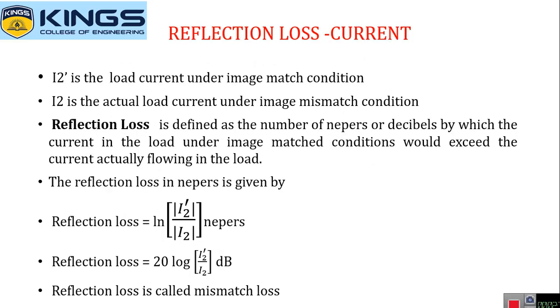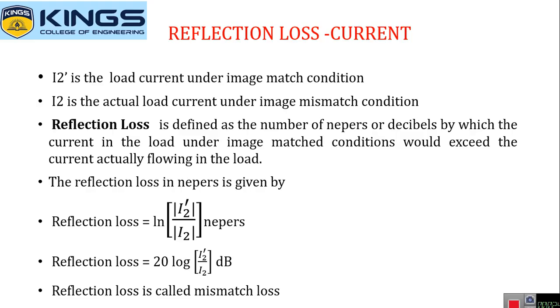So here the current I2 dash is the load current under image matched condition. If you imagine the matching condition, that is, the line is terminated with the characteristic impedance Z0, then I2 is the actual load current under image mismatch condition. So here the reflection loss is defined as the number of nepers or decibels by which the current in the load under image matched condition would exceed the current actually flowing in the load.